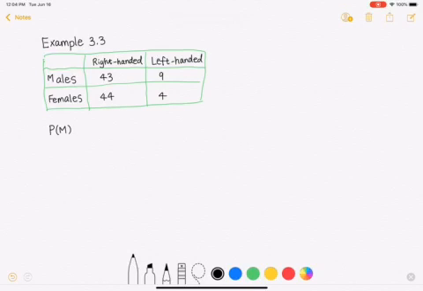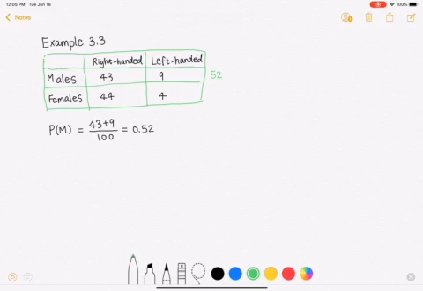Okay, so what it means is, of all the people in this sample, how many of them are male? So we look at the table, we just need to add up how many males there are. So it is 43 plus 9 divided by 100. Okay, so you use a calculator, it is 0.52. And you can also write it on the sidebar. Okay, 43 plus 9 is 52 male.